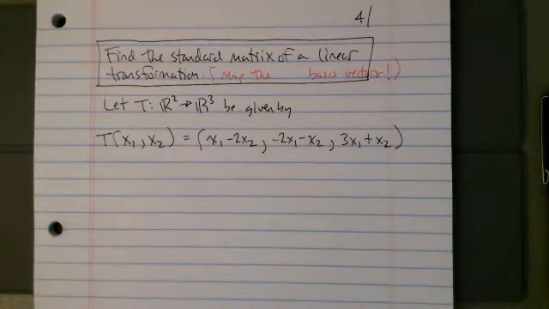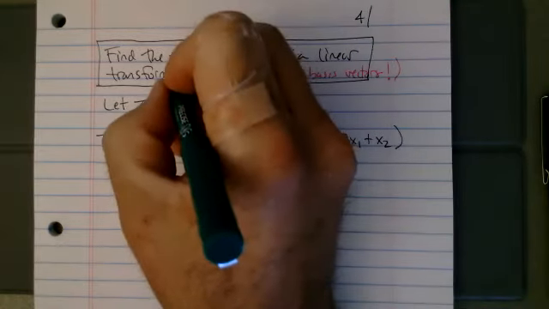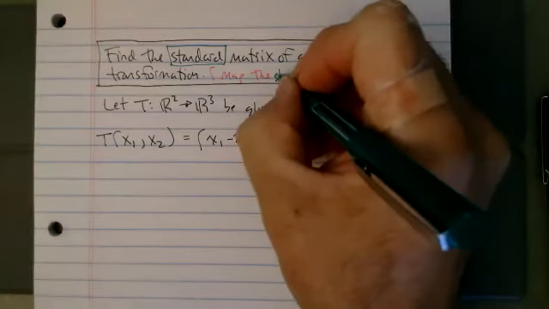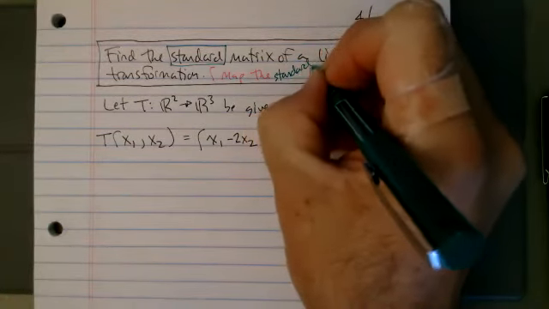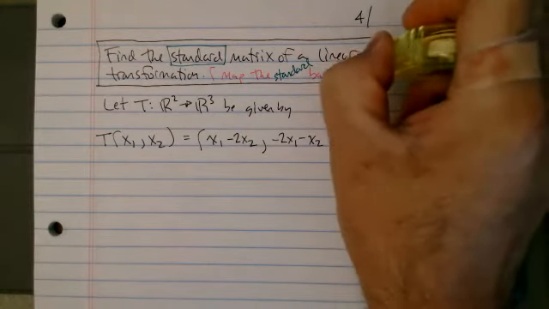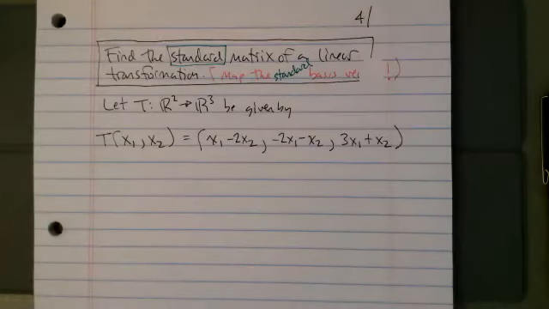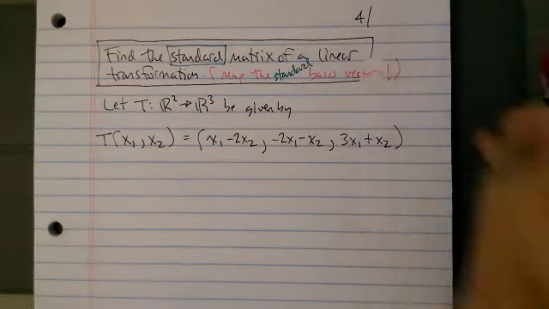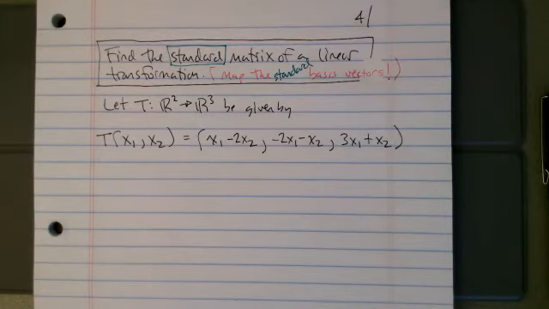To find the standard matrix of a linear transformation, we map the standard basis vectors. This did not plan out well. In practice, I fit this all on one line, so I was just able to write underneath it. So to find the matrix of a transformation, we map the standard basis vectors.